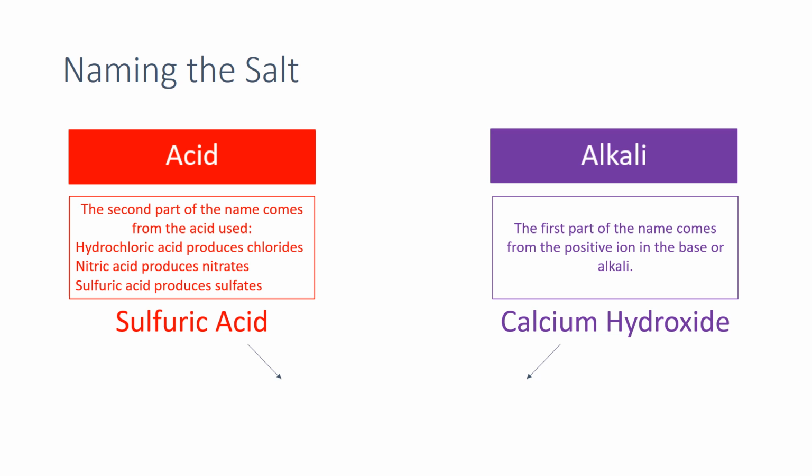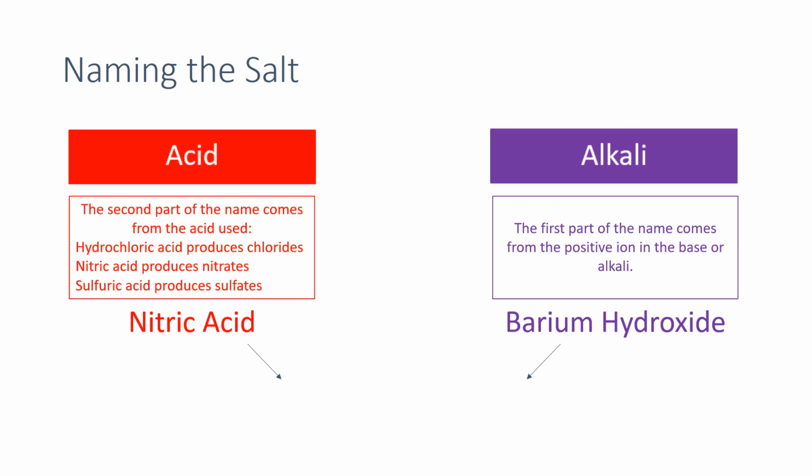Sulfuric acid and calcium hydroxide react together to produce calcium sulfate, the calcium coming from the alkali and the sulfate from the fact that we use sulfuric acid. Finally, another example, nitric acid and barium hydroxide will produce barium nitrate.